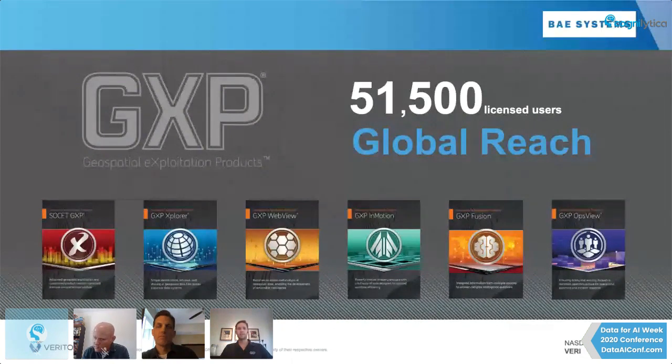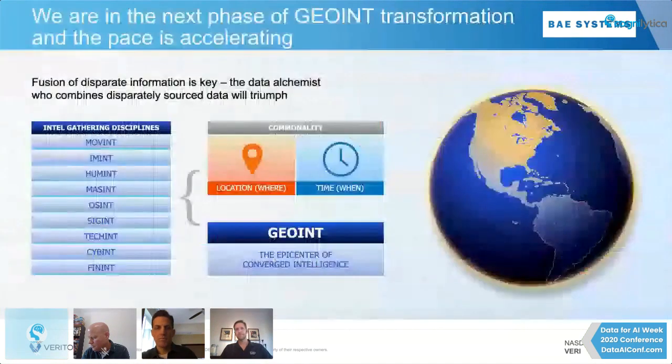And we're excited to be moving forward now with GXP Fusion, which is a multi-INT software tool that's designed to help address what we think is the most recent phase of GEOINT transformation. That really is the big data and the rise of AI and ML. On the next slide, we'll talk a little bit about what that convergence looks like. And we're firmly of the belief that the next phase in that GEOINT transformation is upon us now.